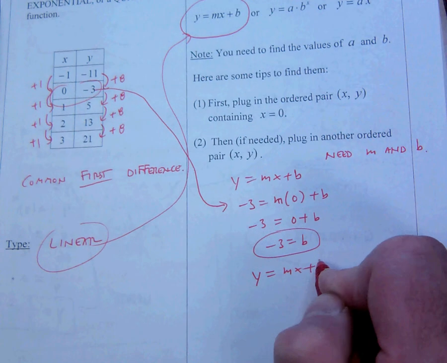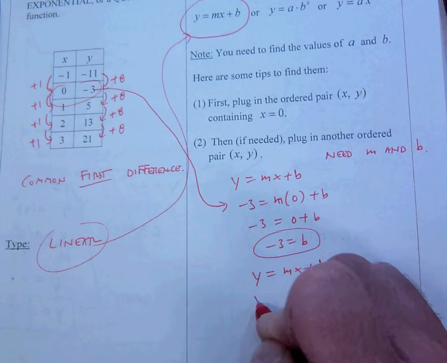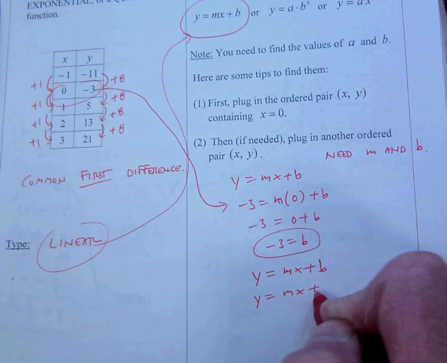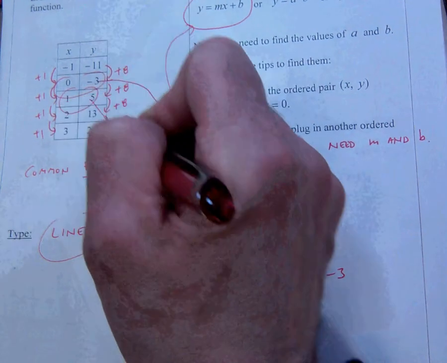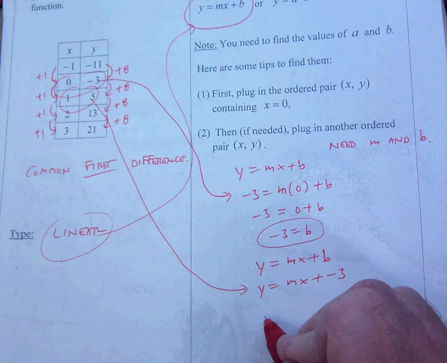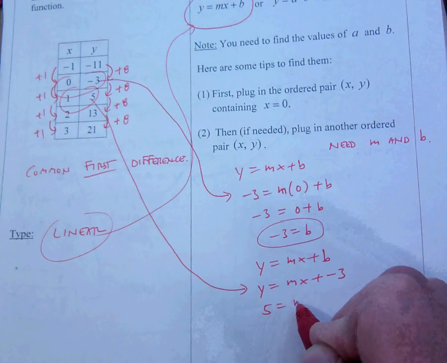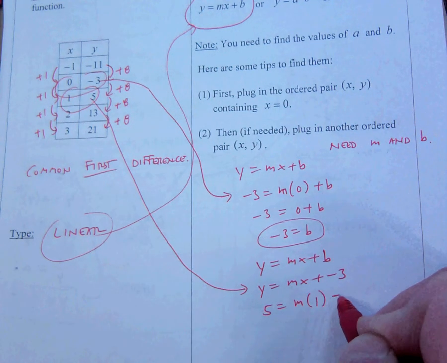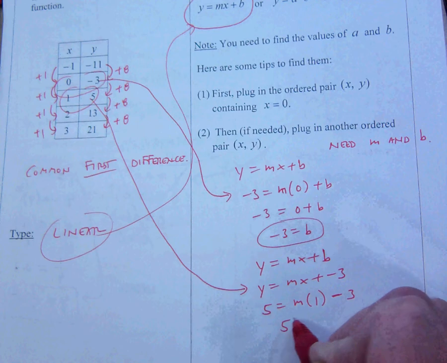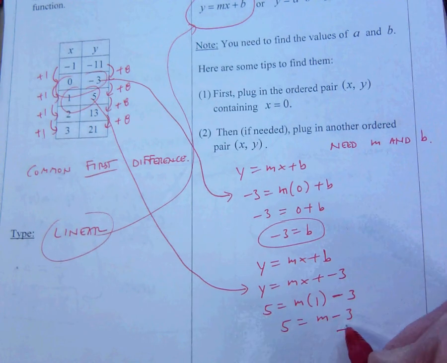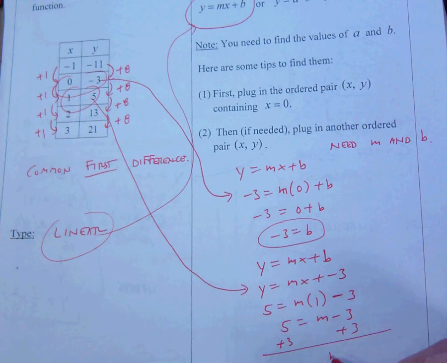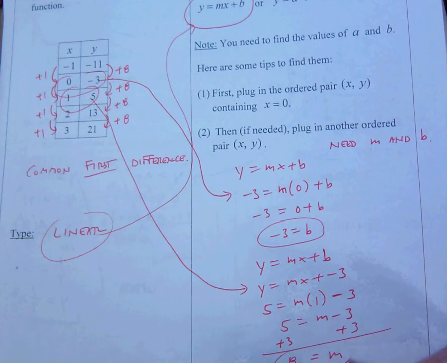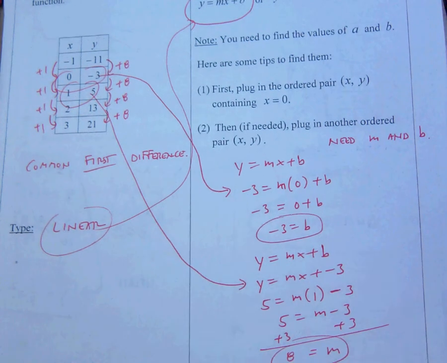Okay, now pick another point. And by the way, since you know what b is, you might as well put that in. Okay, and then pick another point. What other point do you want to pick? 1, 5, that's fine. Stick it in here. And what does that give me here? Gives me that, and if I add 3, I get m equals what? M equals 8.